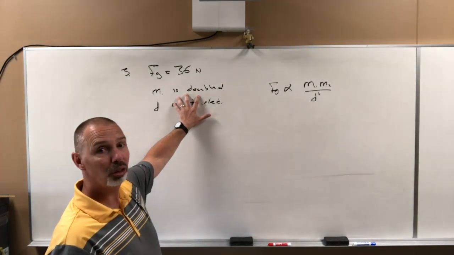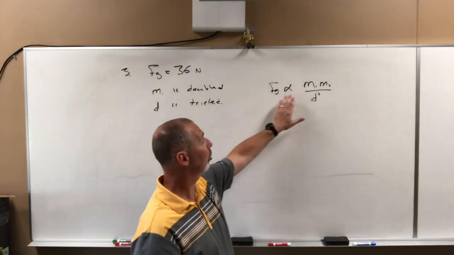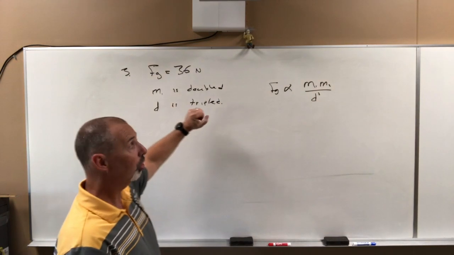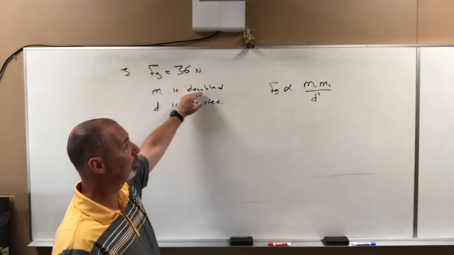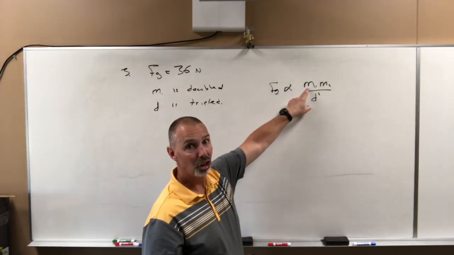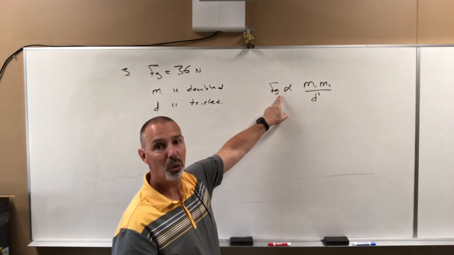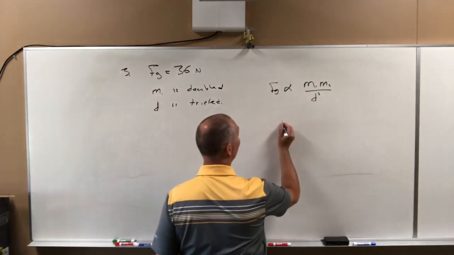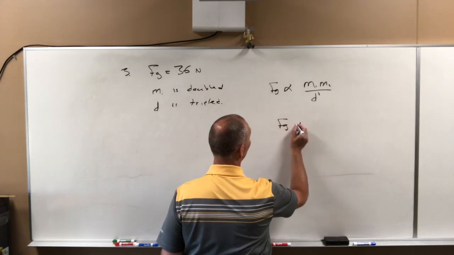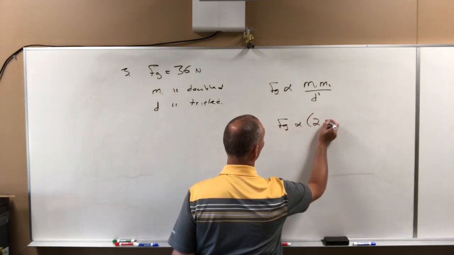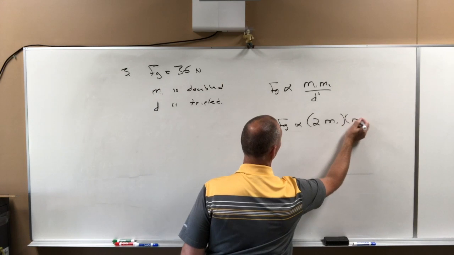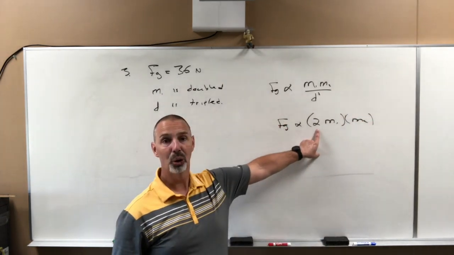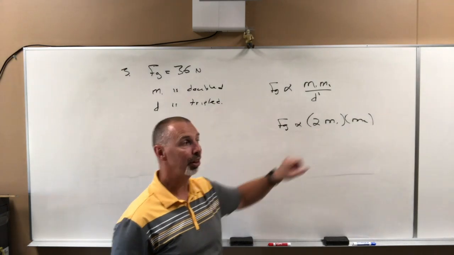If one of the objects is doubled, remember that the force of gravity is directly proportional to the masses, which means that if the mass of one of them is doubled, that is going to make the force double. All right, so if we want to write that out, it would be Fg is now proportional to 2 m1 m2. There's a factor of 2 that's going to affect the force of gravity.